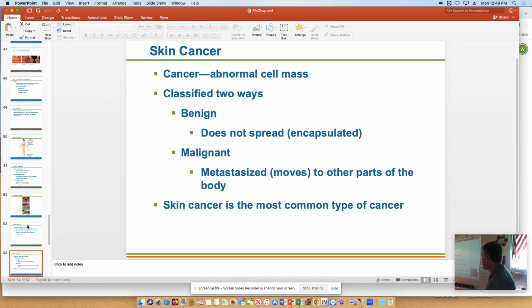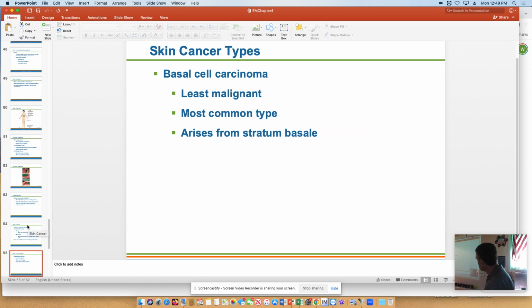Okay, and skin cancer is the most common type of cancer. And so, again, I'm sure many or most of you know someone who's had small skin cancers removed. There are different types also. Basal cell carcinoma is the least malignant, most common, and it comes from the layer of the skin that divides, which is called the stratum basale, like a seed that pops out and starts to grow.